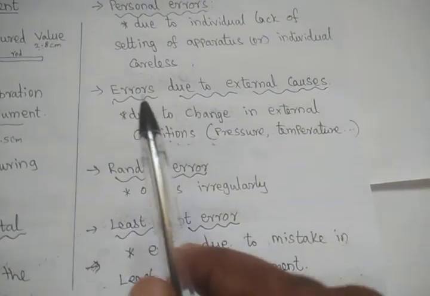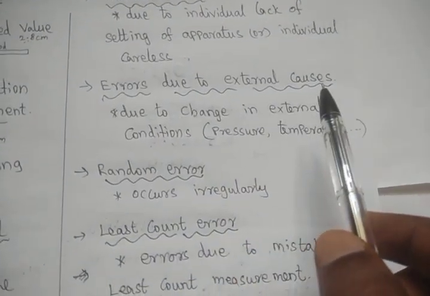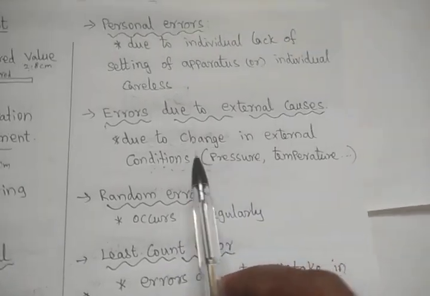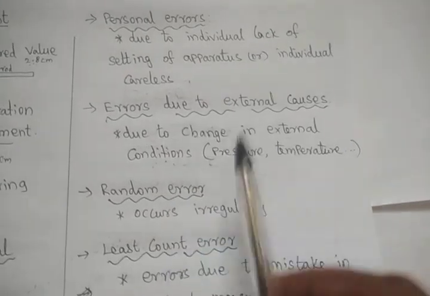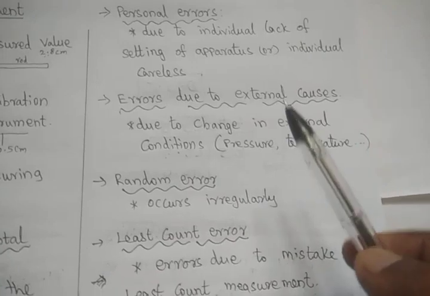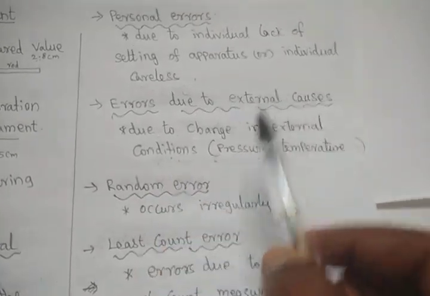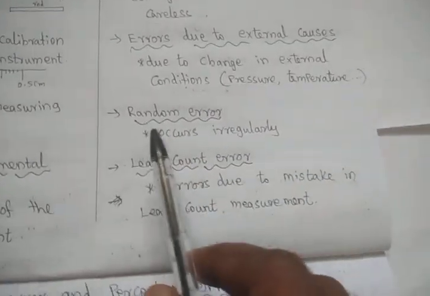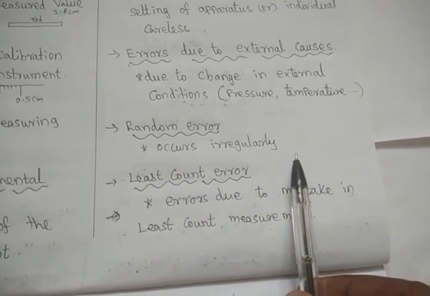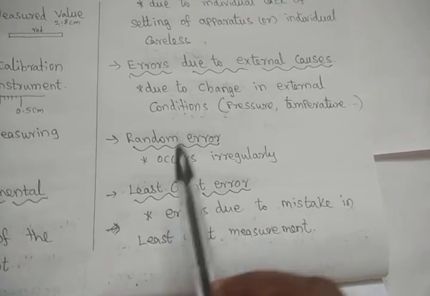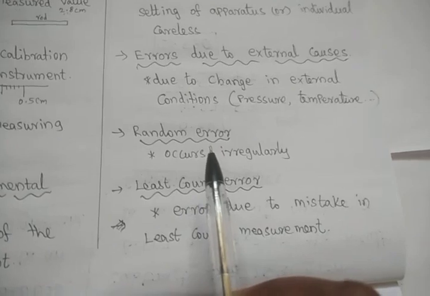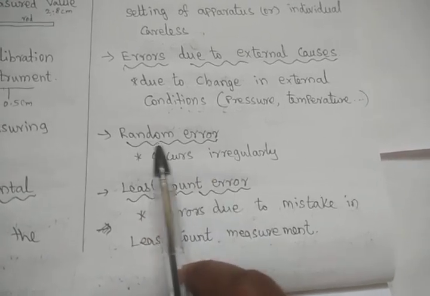Then the next one is errors due to external causes. The student may do the experiments properly, but due to external conditions, such as pressure and temperature, the experiment shows a wrong reading. That type of error is called errors due to external causes. This is a random error. Continuously the student is taking the readings, but sometimes one or more errors will occur unknowingly due to lack of care. So this type of error is called a random error.